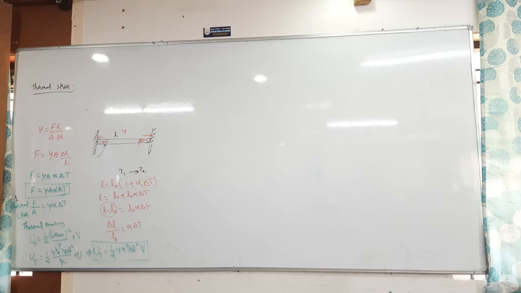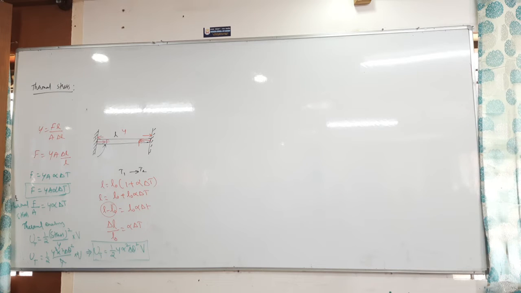40 to 20. You have to find out the tension. What is the answer? 44 newtons is the correct answer. Force is nothing but tension only. Force is equal to tension. You have to take YAαΔT. There is no other formula. Young's modulus given, area given, 1 millimeter square I have given. Everything given.